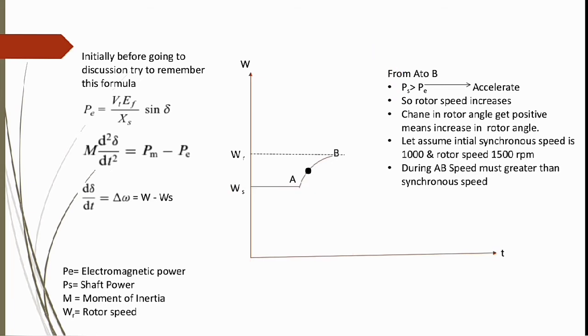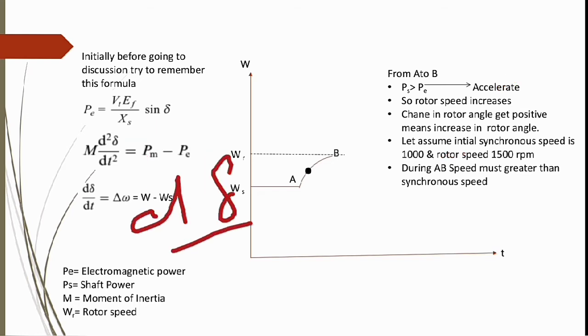So here the first condition for A to B is Ps greater than Pe, or Pm greater than Pe, because whenever we apply it at point A, the Pm is increased. So Ps is greater than Pe, so acceleration occurred. The rotor is going to be accelerated, rotor speed increases, and the change in rotor angle is getting positive.